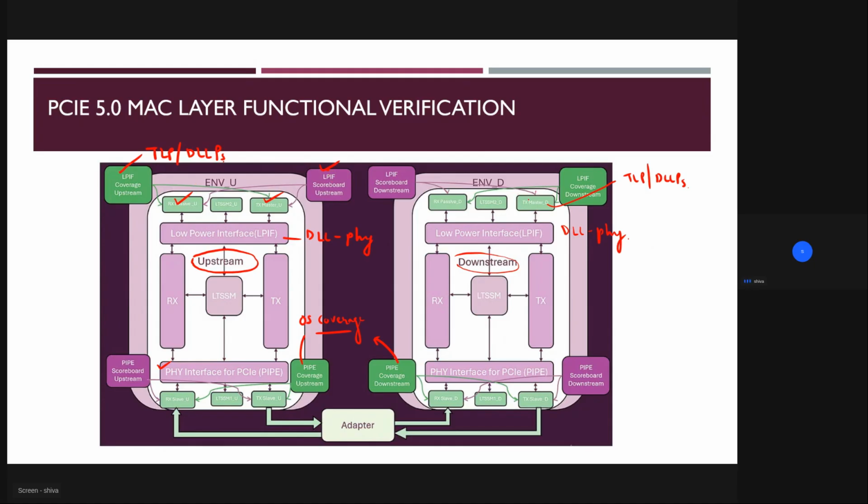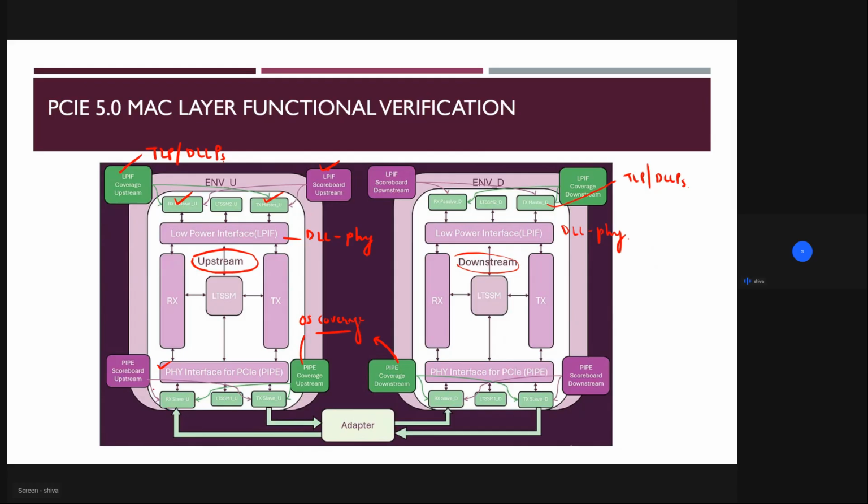Same here also. So here we are transmitting and we are receiving DLLPs and TLPs. The transmitted and received TLPs and DLLPs we will compare inside the LPIF scoreboard downstream component. So here we have pipe scoreboard upstream and pipe scoreboard downstream. By using pipe scoreboard upstream and downstream, we will compare transmitted order sets and received order sets.